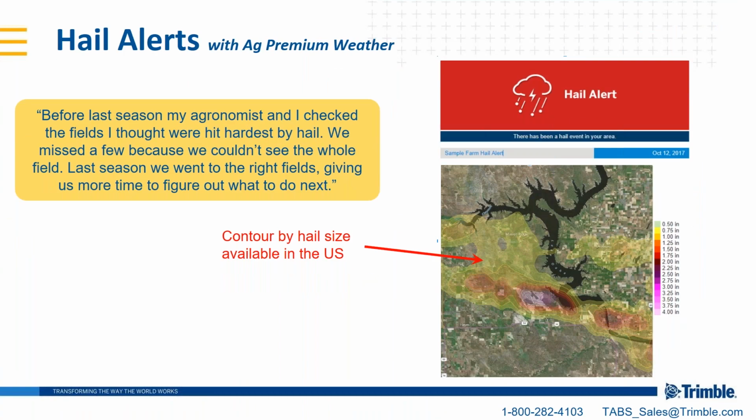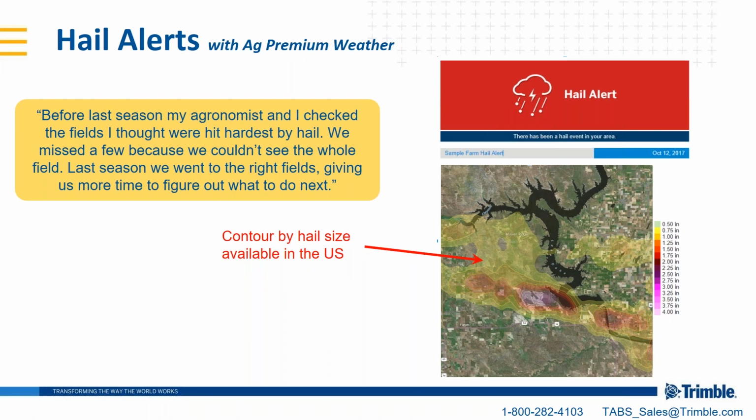Another piece that comes with Ag Premium Weather is hail alerts. For clarity, this doesn't tell you when hail will come, so it's not a warning. It's rather, it lets you know what had happened.